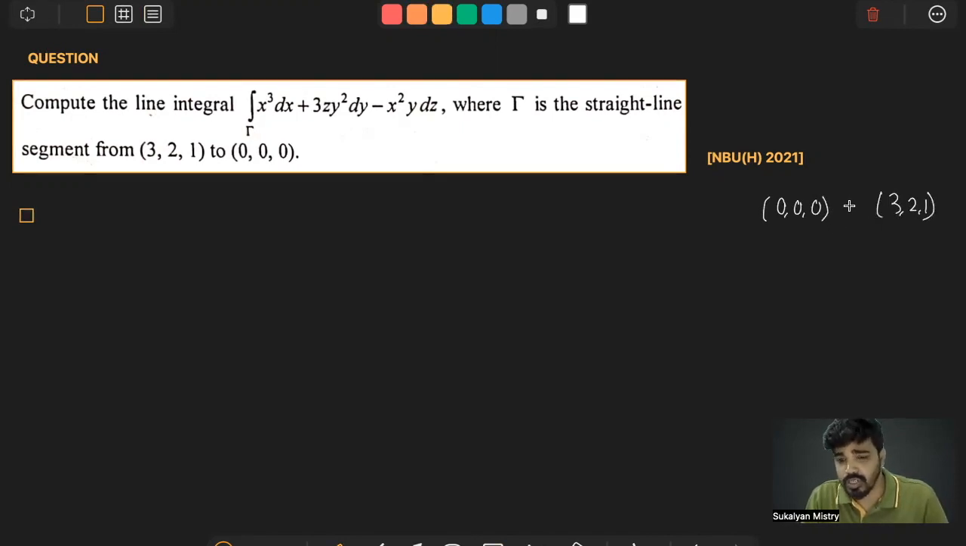So what is the equation of a straight line? Suppose this is the point x1, y1, z1, and this is x2, y2, z2. So x minus x1 divided by x2 minus x1 equals y minus y1 divided by y2 minus y1 equals z minus z1, where z1 is 0, divided by z2 minus z1, that is 1 minus 0.